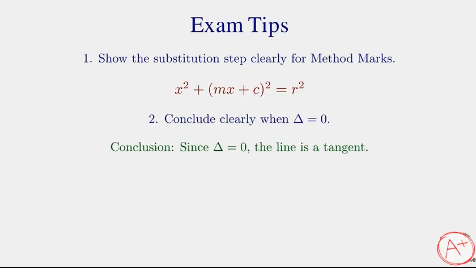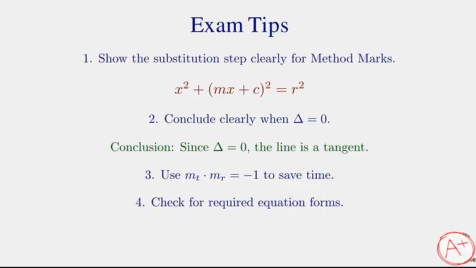Third, use the geometric properties we discussed to save time. Finding the gradient of a tangent via the radius is much faster than using the discriminant method if you already know the point of contact. Finally, always check if your final answer should be in a specific form, such as y = mx + c or ax + by + c = 0. Failing to rearrange your final equation can cost you an accuracy mark.